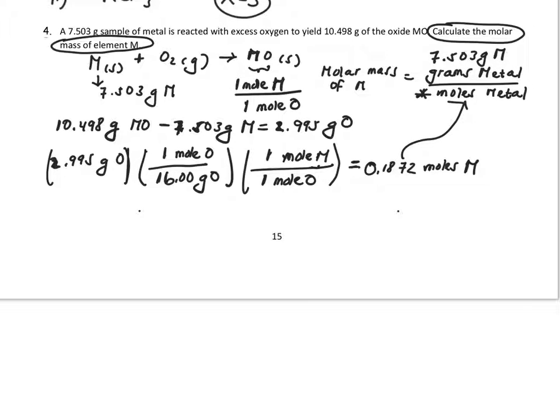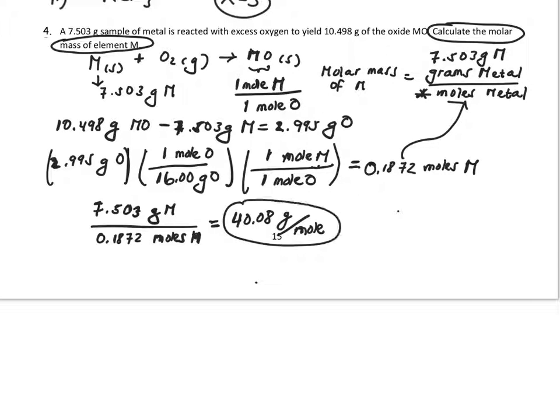So what we end up having is 7.503 grams of M over 0.1872 moles of M. So that's going to equal 40.08 grams per mole.